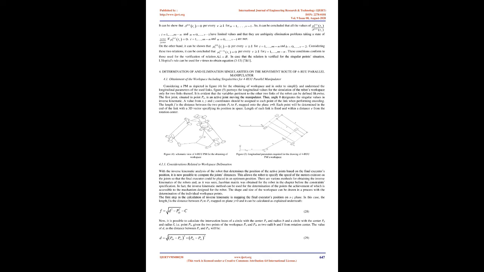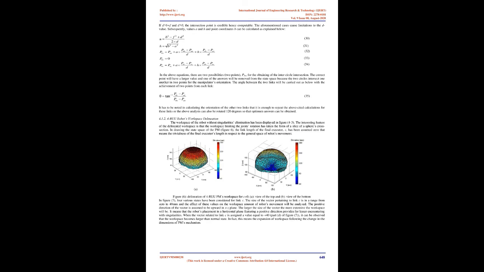4.1 Obtainment of the workspace including singularities for 4RUU parallel manipulator. Considering a PM as depicted in figure 4, for the obtaining of workspace and in order to simplify and understand the longitudinal parameters of the used links, figure 5 portrays the longitudinal values for the simulation of the robot's workspace only for 2 links thereof. It is evident that the variables pertinent to the other 2 links of the robot can be defined likewise.